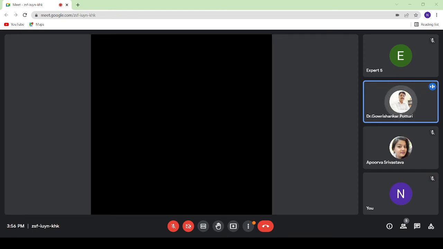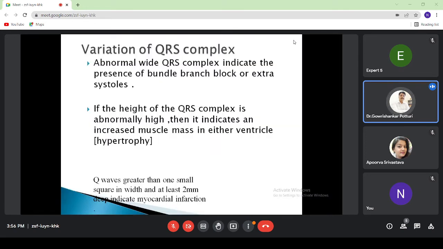An abnormally wide QRS complex indicates the presence of bundle branch block or extrasystoles. As I told you, it should be completed within 0.08 to 0.1 second, that is, half of a large square. Suppose you see a very wide QRS complex of 0.2 second, occupying one large square, then it indicates bundle branch block or extrasystole.